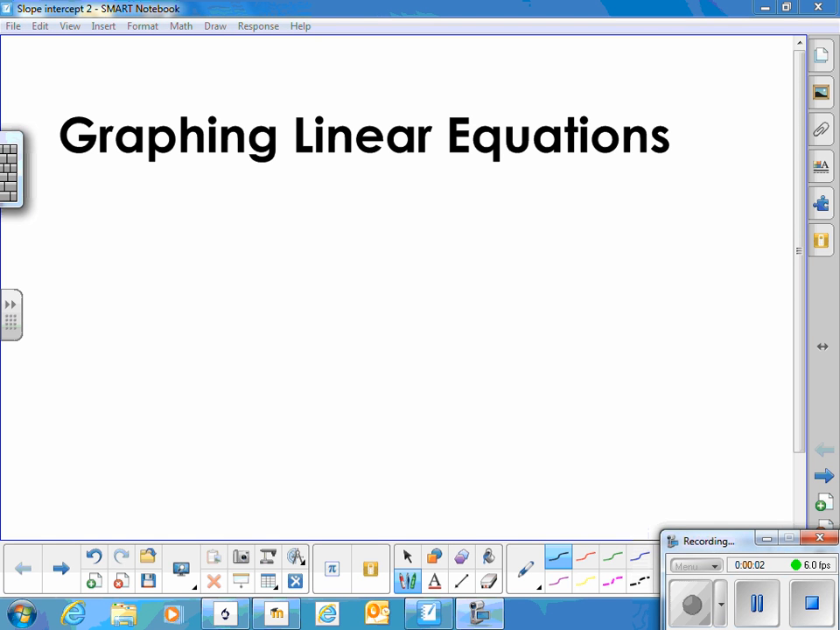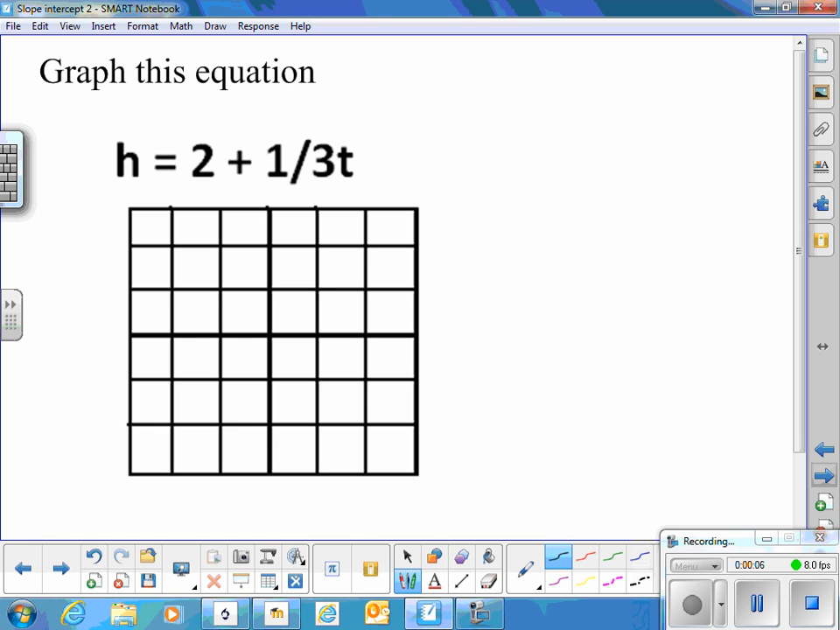This video describes how to graph linear equations. h equals 2 plus 1/3 t. I'm going to label this lower axis as the t-axis. Maybe that's time, and maybe this is height.